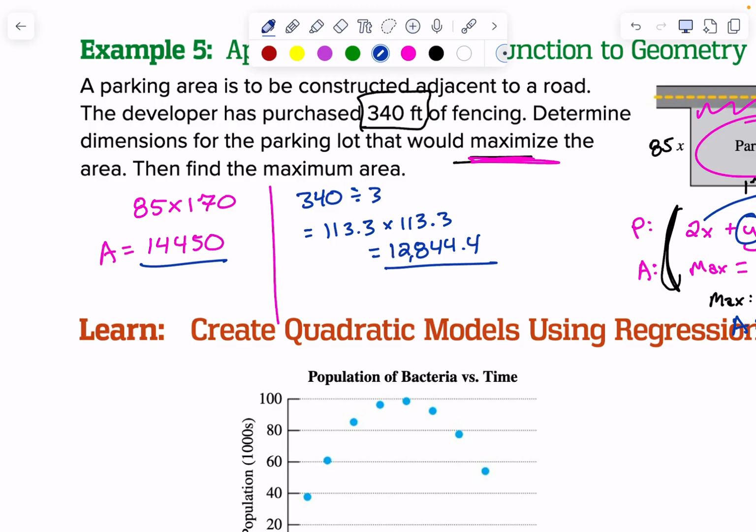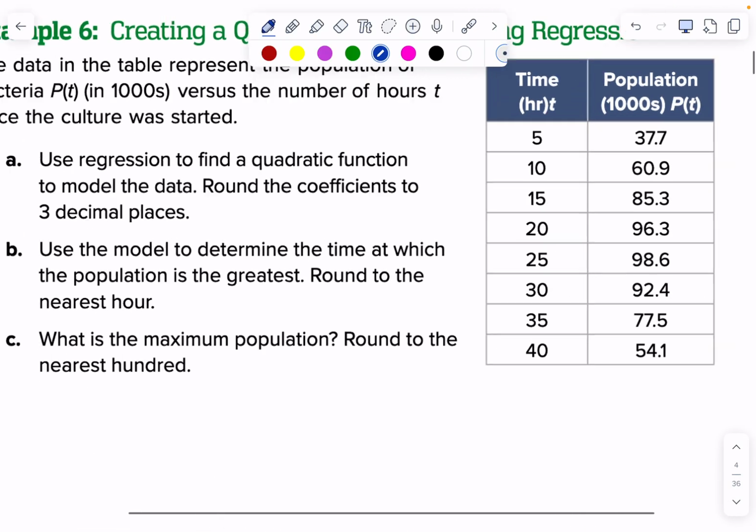Does that make sense? Do you see why that is? If you're only using resources for 3 sides, it's no longer a square that you want to maximize area. Okay. Last thing. You need your calculator.